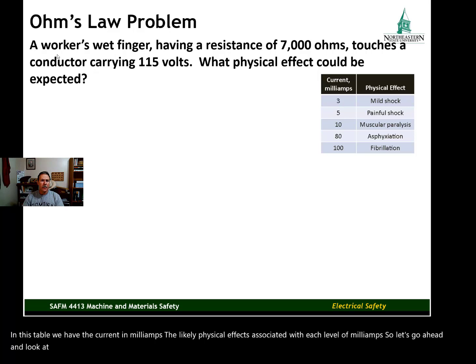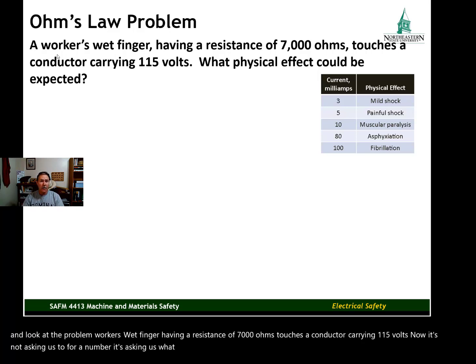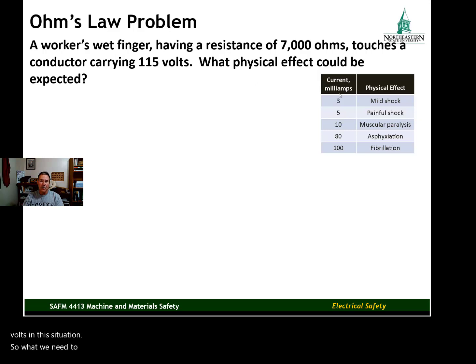A worker's wet finger having a resistance of 7,000 ohms touches a conductor carrying 115 volts. Now, it's not asking us for a number, it's asking us what physical effect we could expect with 7,000 ohms and 115 volts in this situation. So what we need to do is calculate the milliamps and then use the table to answer the question as far as the likely physical effect.